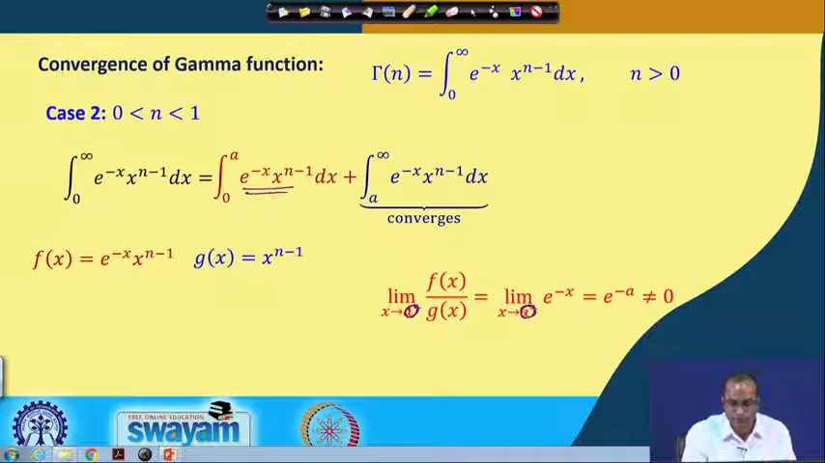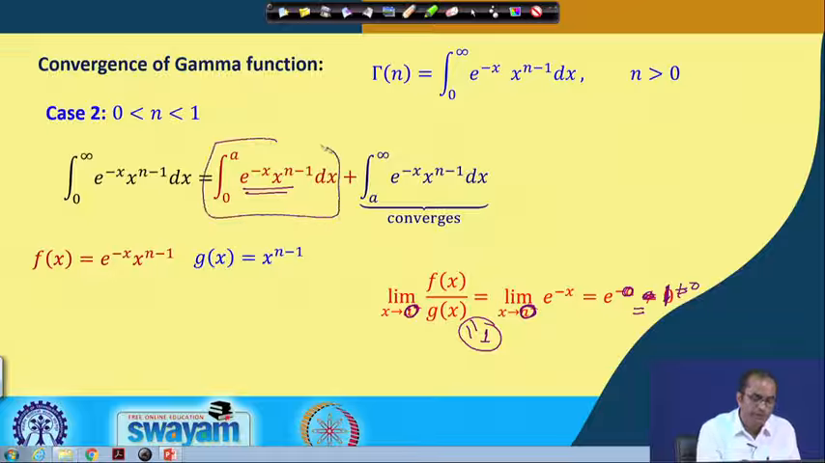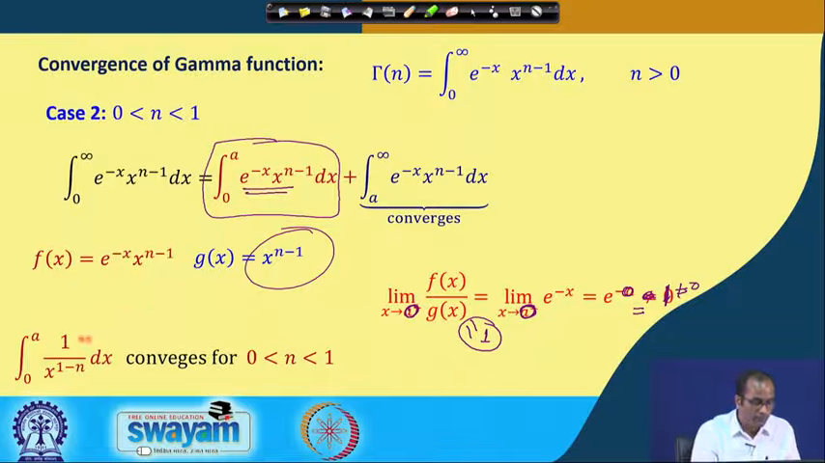So, when we take x approaching 0, e^0 becomes 1, which is not equal to 0. So, this limit is coming to be 1, and which is not equal to 0. So, the behavior of this function here will be the same as the behavior of this function. Now we know already that this is 1 over 1 minus n, so the integral of g from 0 to 1 converges whenever n is between 0 and 1.